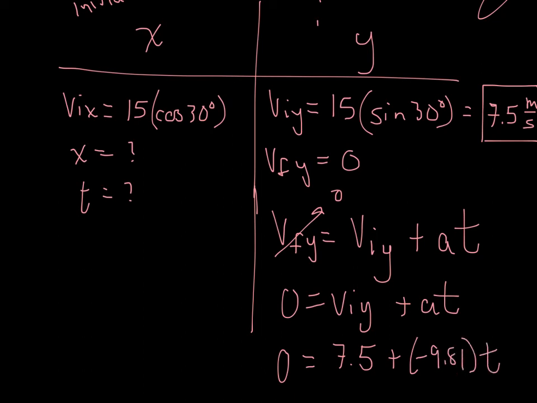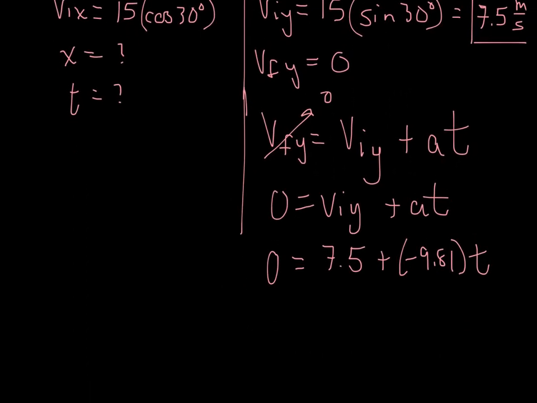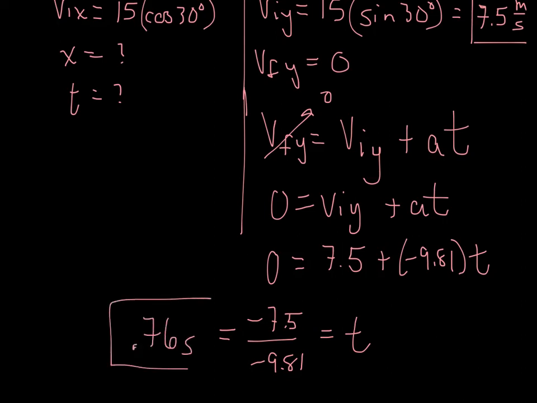0 equals 7.5 plus negative 9.81 times time. Move the 7.5 over by subtracting it, and divide by negative 9.81. What do you get for time? 0.76. So it takes a little more than 3/4 of a second for this object to reach max height.